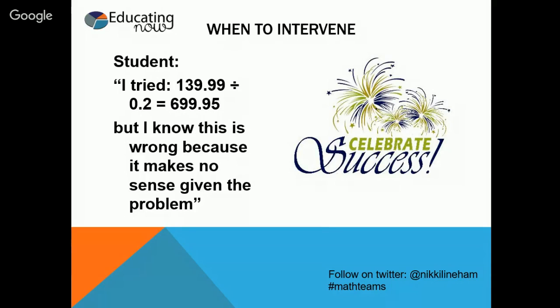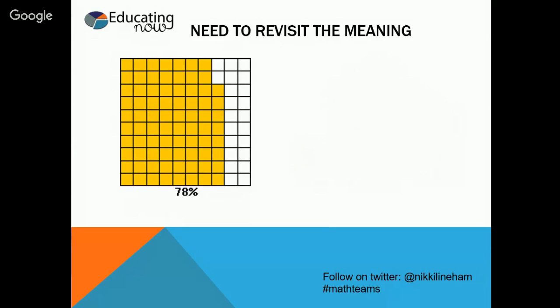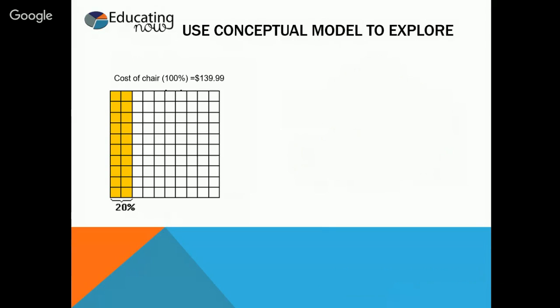And that is great. And I actually had many students that came up and said a similar thing. So that to me shows great. At least they're now using their number sense, and they're actually checking to see, does this make sense? And it didn't make sense. So at this point, I needed to revisit the meaning of finding percentage of a number. We went through what percentage meant. Most of the class was good with that.